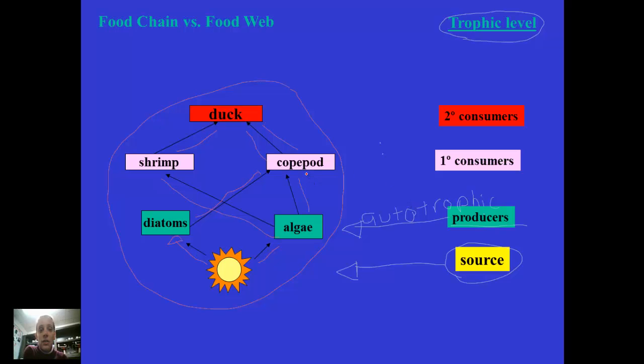So, for instance, copepods don't just eat algae, they also eat diatoms. And ducks don't just eat copepods, they will also eat shrimp. That creates a food web. And then after all of this, we have our top consumer, which is the sea lion.